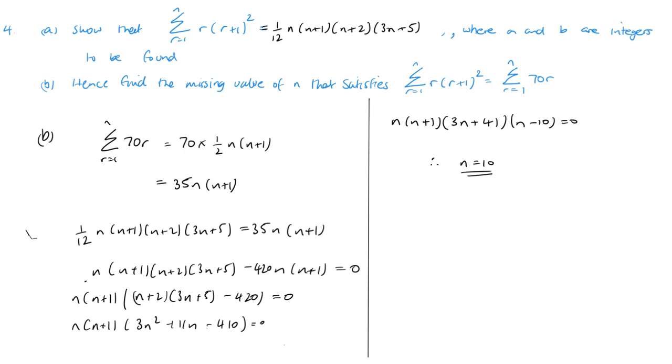Okay, you could have cancelled the n and the n plus 1 at this stage in this particular case, because the n and the n plus 1 were clearly not going to give you a solution. Okay, but I kept it in just so that you can see. Okay, so that's this video and this small little unit on series complete.